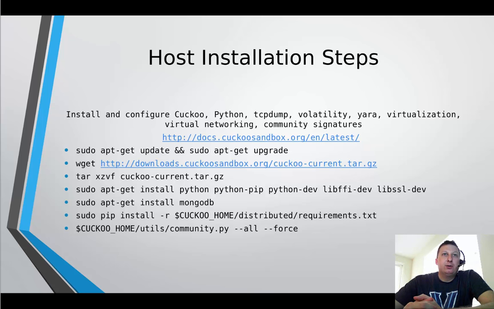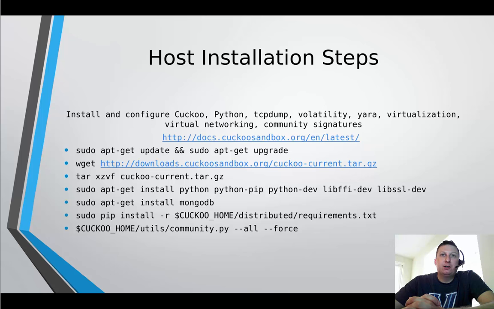We want to make sure we have our Python dependencies, our Cuckoo dependencies. So we need Python, MongoDB, and pip, which is the Python-based installer. And then we have our Cuckoo home variable, which I set up. You don't need that. It's just referring to wherever you installed Cuckoo. It could be anywhere. You just need to know where that is so you can refer to it later.